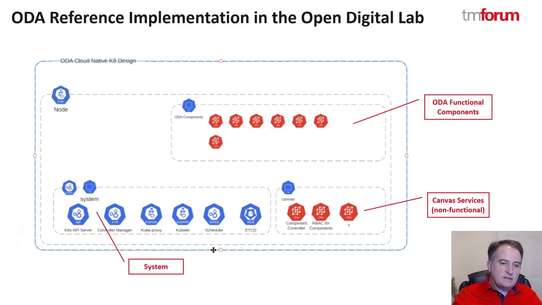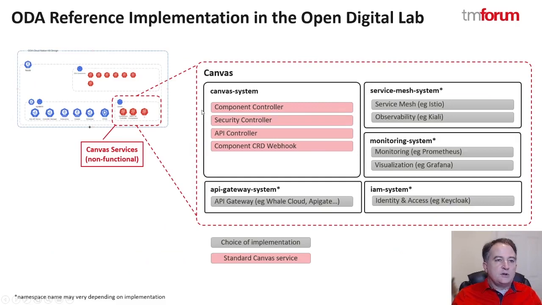And if I drill down into the Canvas services a little bit more, the Canvas services consist of a set of non-functional services, and you can have your own canvas and choose different options for these. So for example, the observability is using a lot of the facilities offered by a service mesh, and in the reference implementation we're using the Istio service mesh. Part of Istio, one of the sub-projects of Istio, is a management interface called Kiali that gives the actual observability.